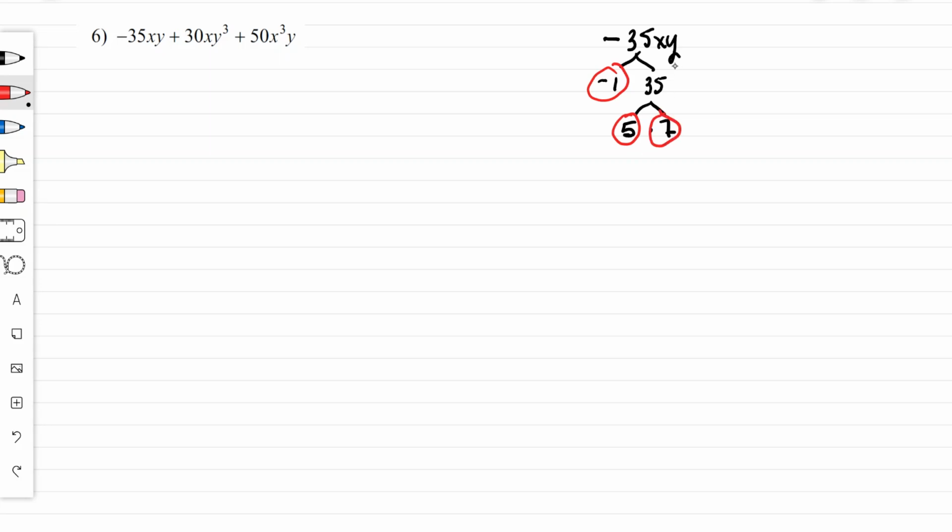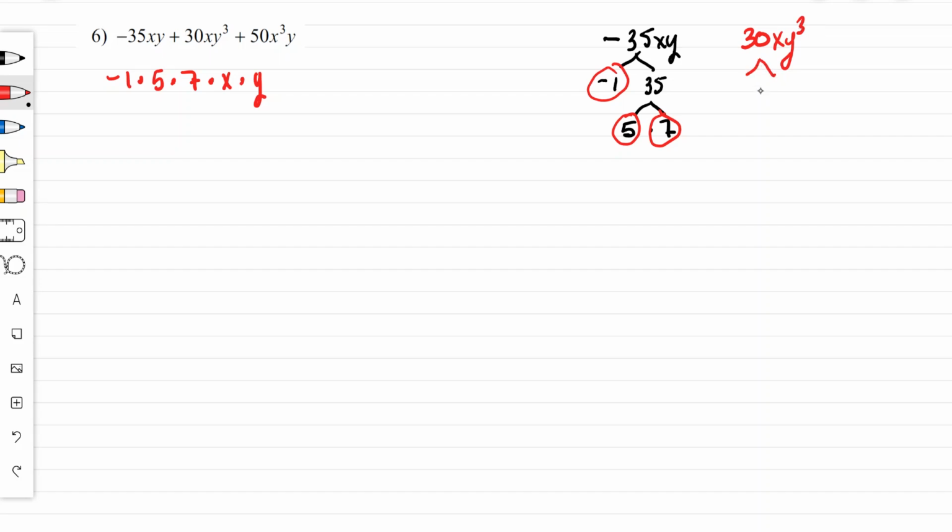So we're going to write everything in a line. We got negative 1 times 5 times 7 times x times y. Okay, so now we want to work on the next factor. We would need the prime factorization of the number 30 and the variables x, y cubed. Well, xy cubed is pretty easy: x times y times y times y. So we have to work on this 30.